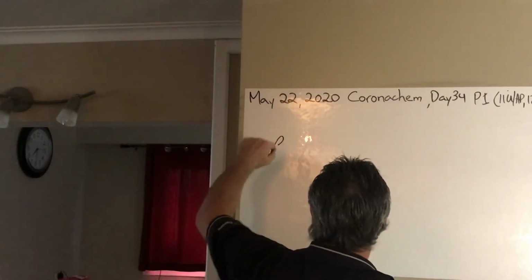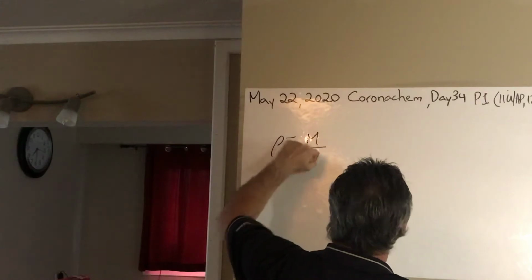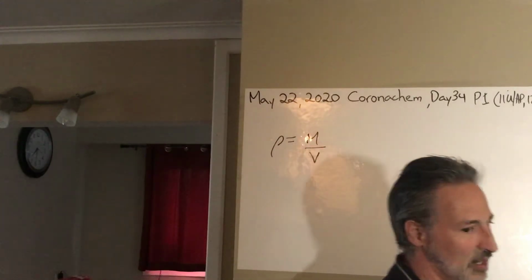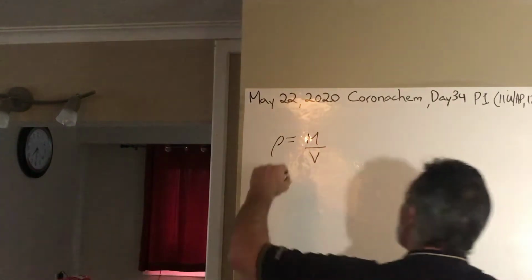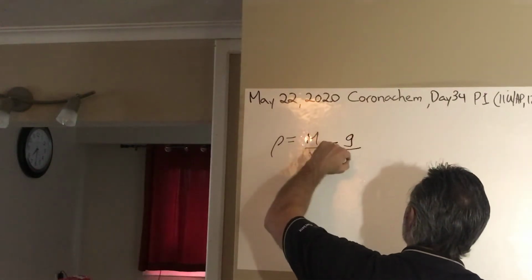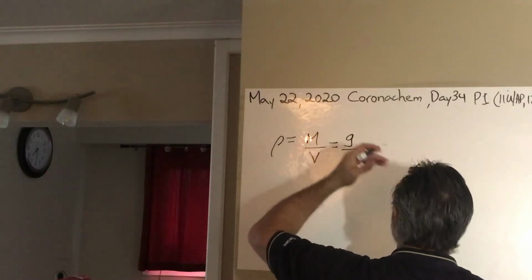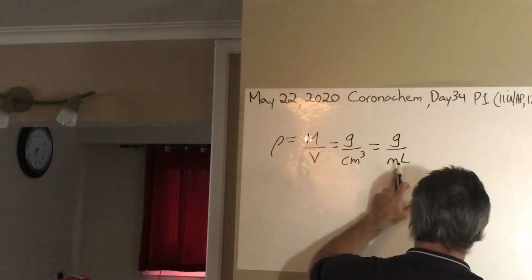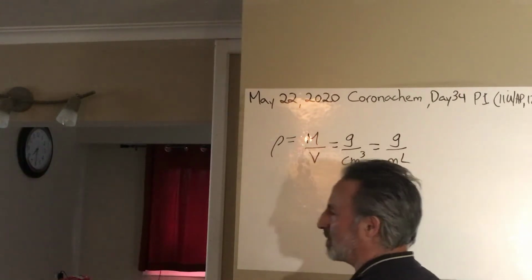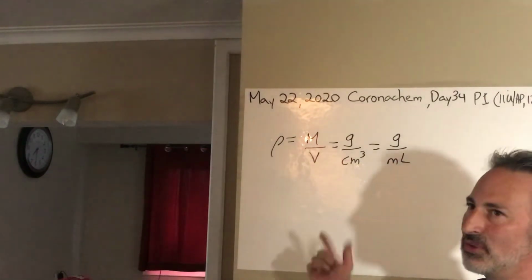Density is equal to mass over volume. Density is a measure of unit mass per unit volume. It's usually given in grams per centimeter cubed. Sometimes they say grams per ml. The two are interchangeable. Usually for liquids they use ml. For solids they use centimeter cubed. It's not a big deal if you interchange it.